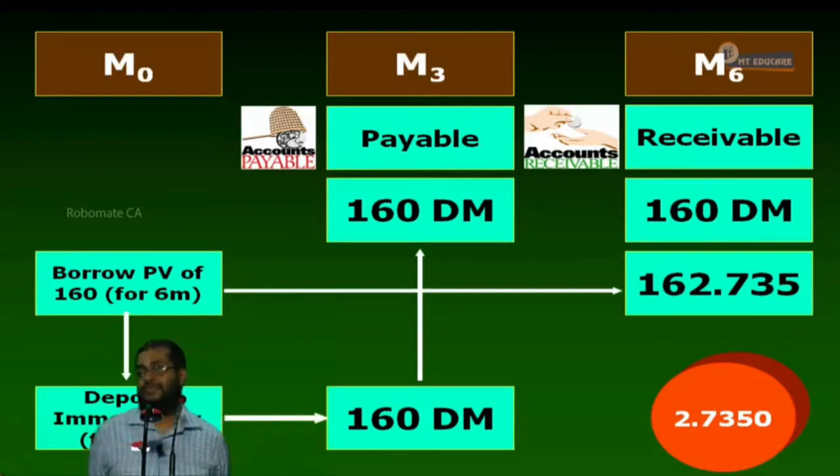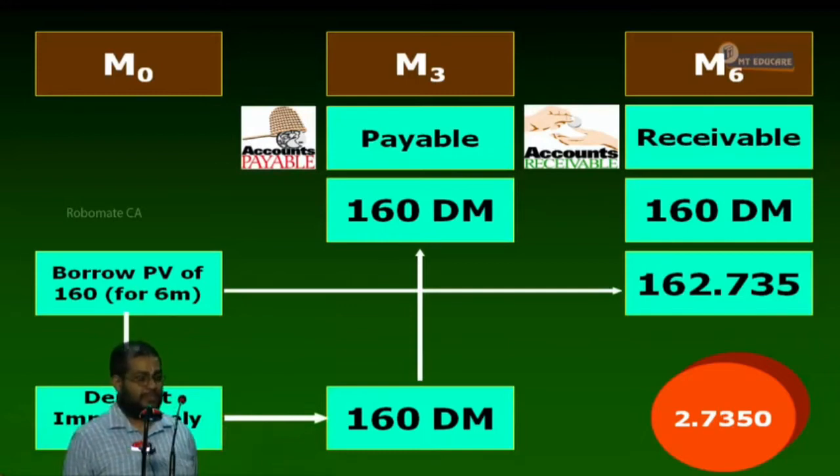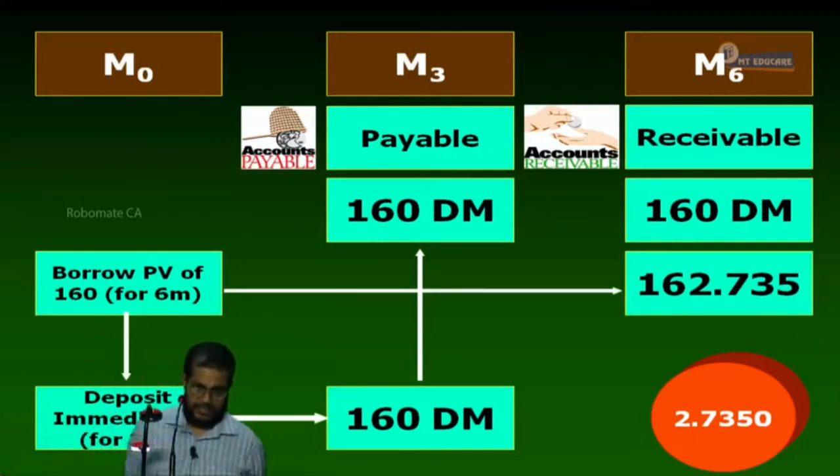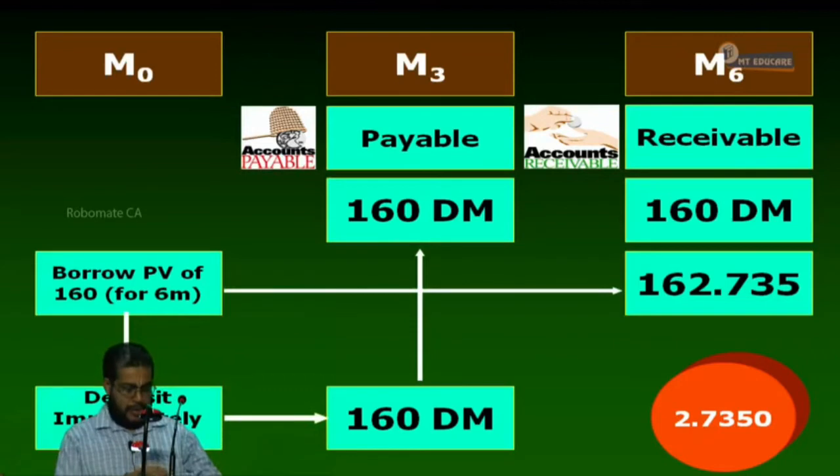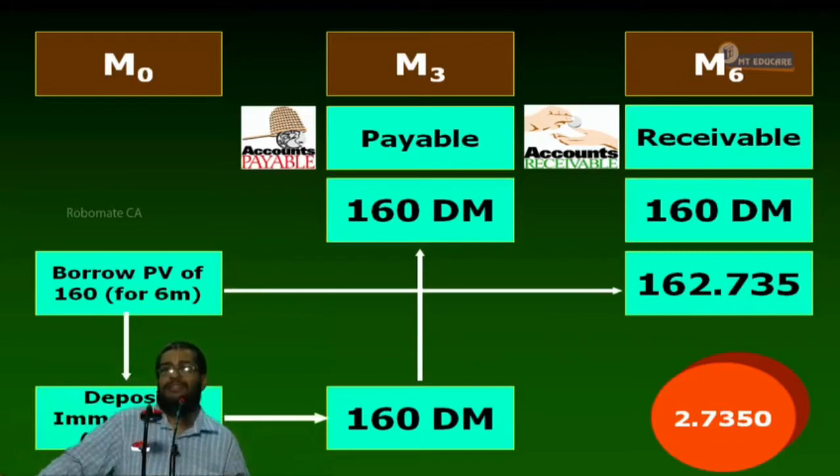Finished copying? I just have a doubt. Borrow present value of 160, no? This 160 should be discounted by 6 months or 3 months? Why 3 months? I want the 160 to mature in 3 months to settle. I think you're all following?